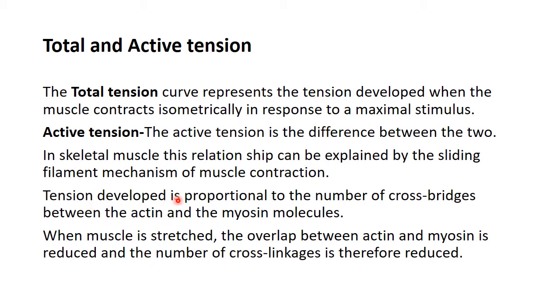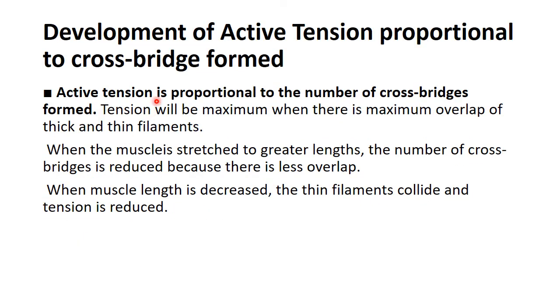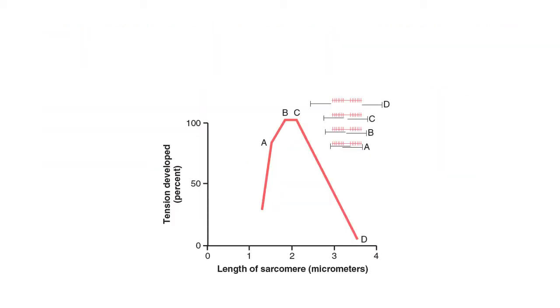The tension developed is proportionate to the number of cross bridges between the actin and myosin molecules. The more the cross bridges overlap, the more tension will be developed. So the development of the active tension is proportionate to the number of cross bridges which are formed.